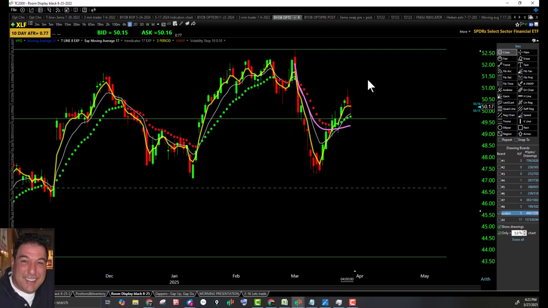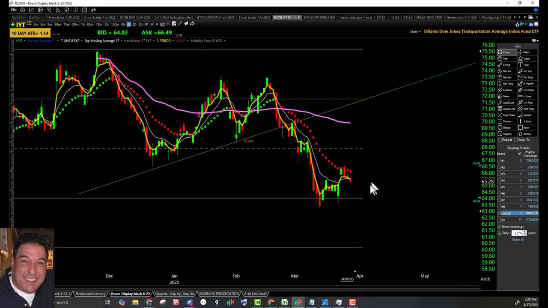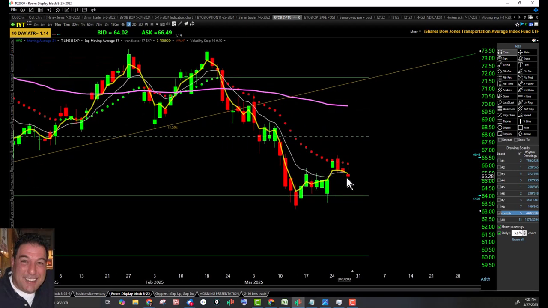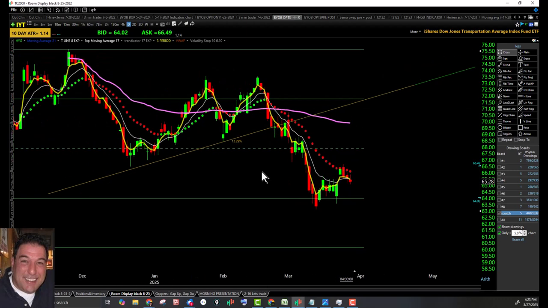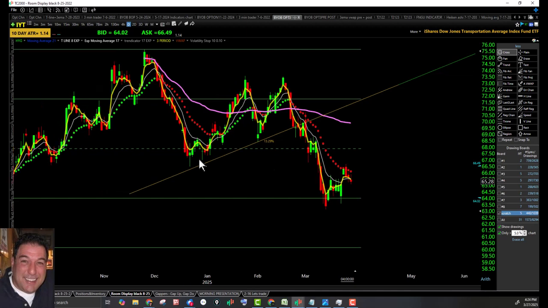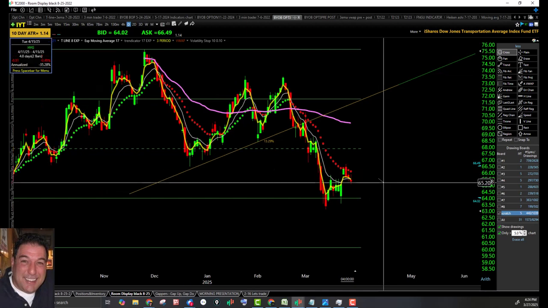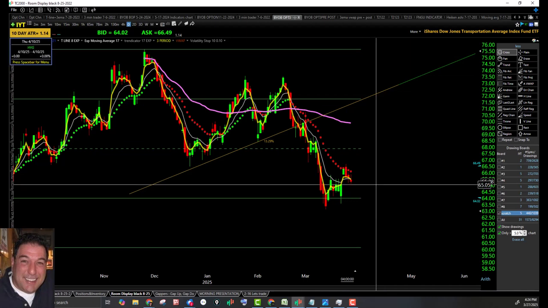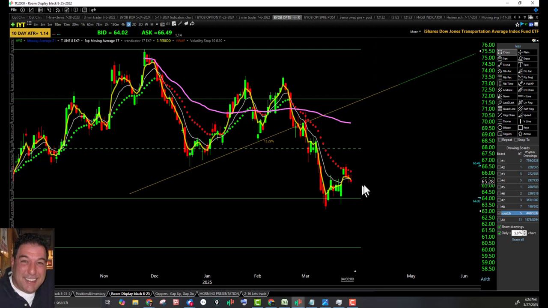Let's take a look at IYT. Lower high, lower low, closing underneath bearish cross, underneath the falling 17, underneath uptrend line, underneath all-time high anchored VWAP, underneath midpoint, knocking on the door to the lower third. It's just neutral right now, but they are knocking on the door to the bearish lower third down here.